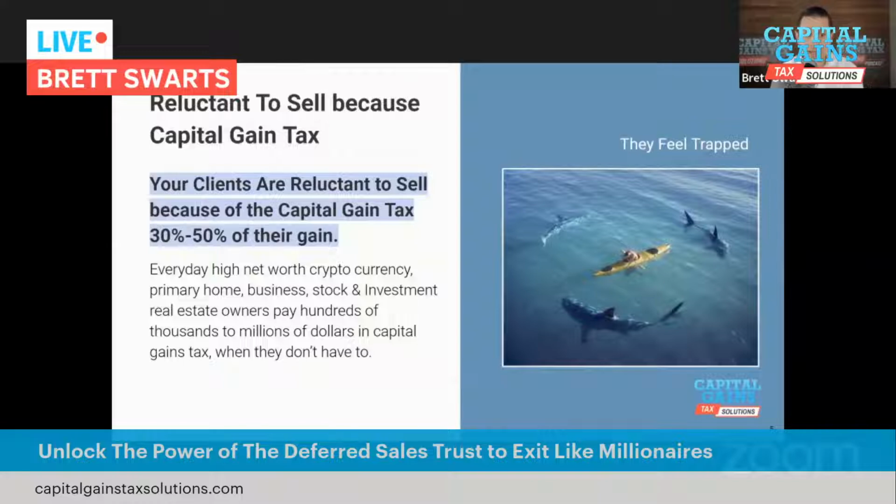And that's just estate tax. Capital gains tax is something around 30 to 50% of their gain, depending on depreciation recapture and depending on what state they live in, where their assets are at. And so a lot of our clients, before they meet us, this is how they feel, and this is how your clients feel, right? They're not sure what to do, and that causes them not to sell, not to list with you.